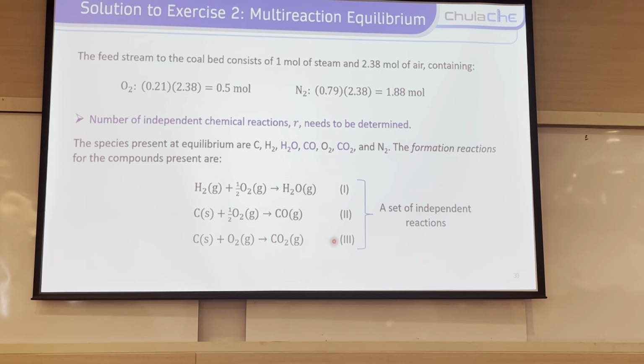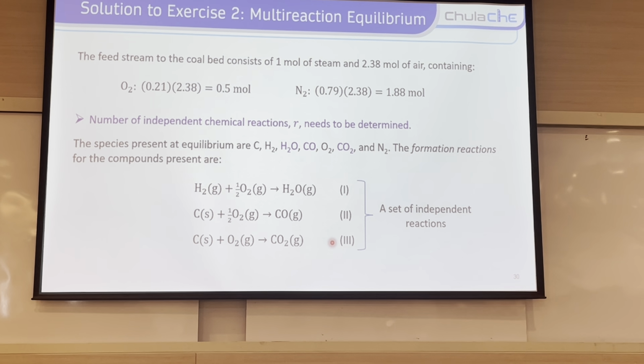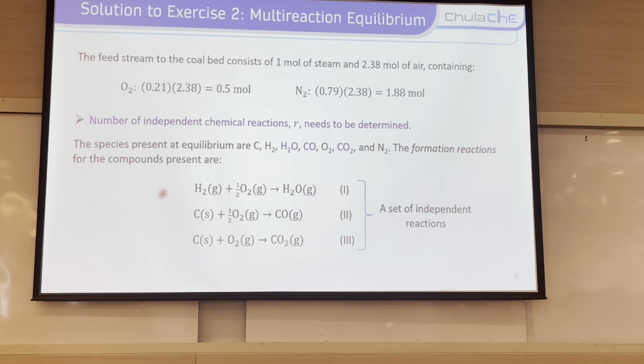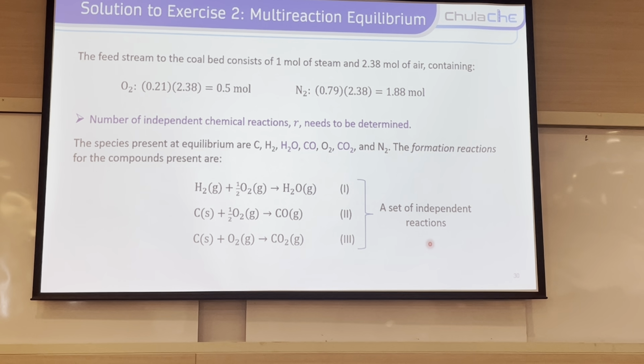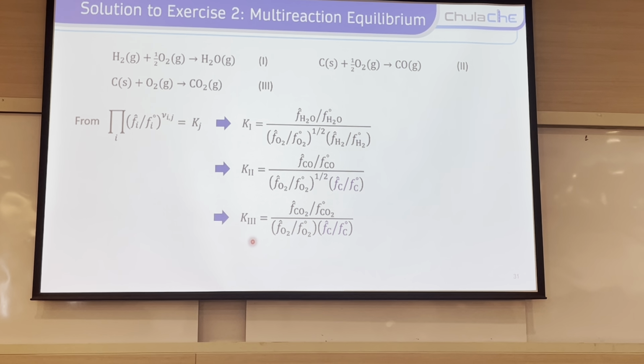So if every element that exists in the formation reactions that you write still exists in the system, it means that the total number of chemical reactions that you write is already a set of independent reactions. So in this case, we have three chemical reactions for writing the equations of the equilibrium constant like this.